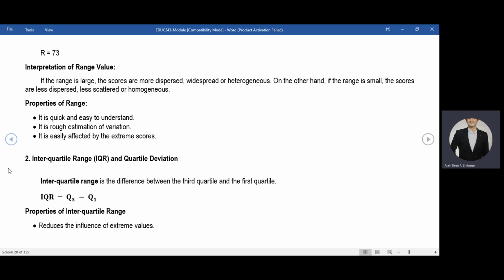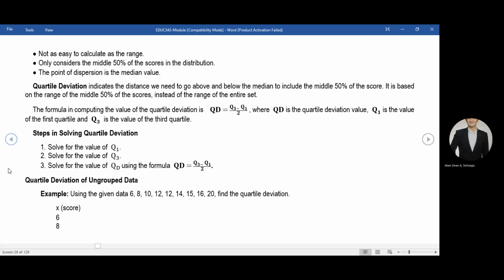What are the properties of IQR? First, it reduces the influence of extreme values. It is not as easy to calculate as the range. It only considers the middle 50% of the scores in the distribution. Next, the point of dispersion is the median value.